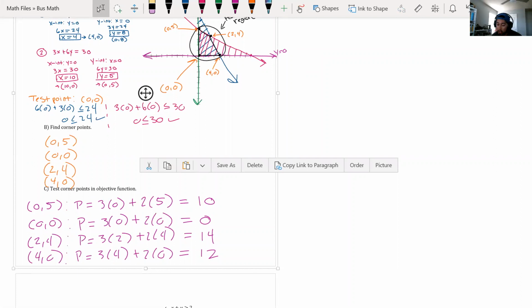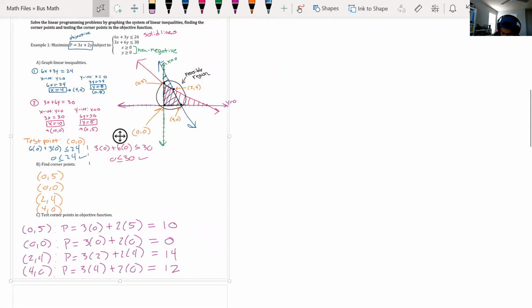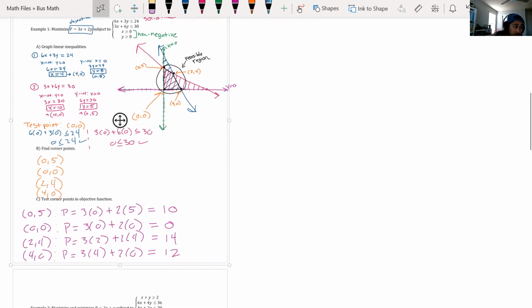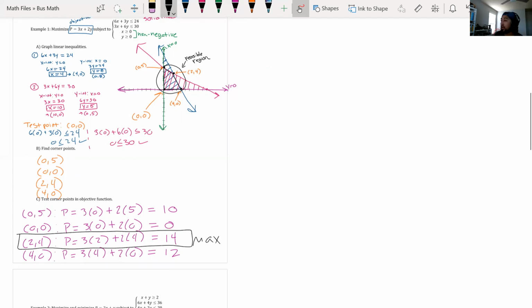Okay, now look at our objective values when we plugged in our points and which one is the largest. 2, 4. Good. So 2, 4 is going to be the corner point that gives us the maximum value. 2, 4 maximizes the objective function. And that's how we do it.